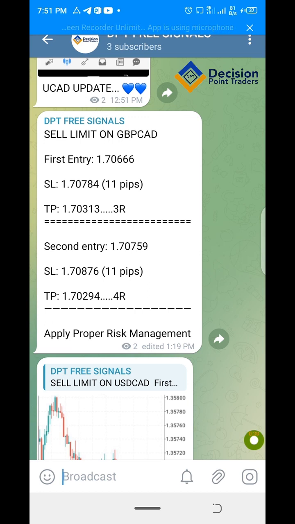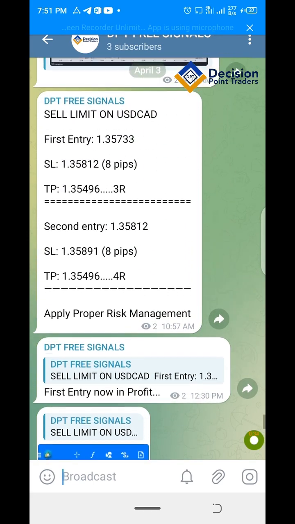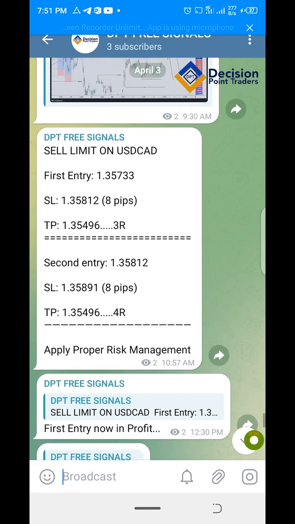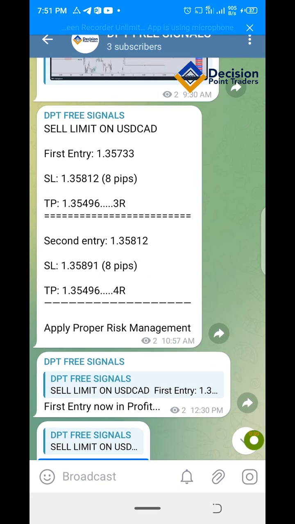So for today now, this USD CAD, look at the way it is. We have 8 pips for each entry. Like I said, I'll put the entry price, the stop loss, which is the SL price, and then the TP price. So for the SL, the price is there, then the pips is there. You don't need to be calculating the pips by yourself. I already put the pips. It is 8 pips stop loss.